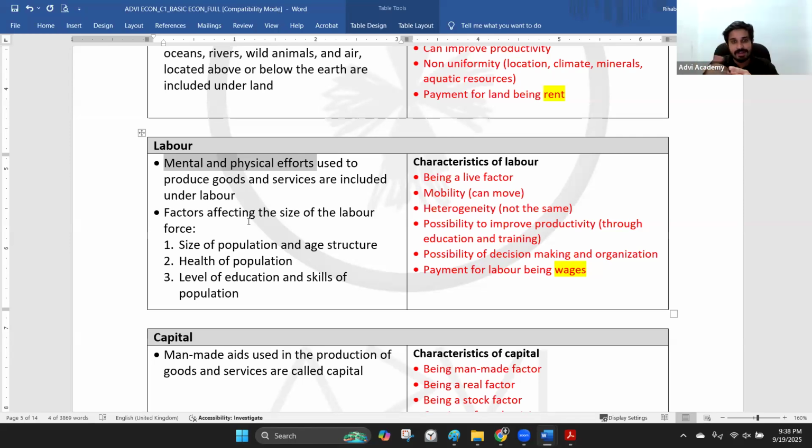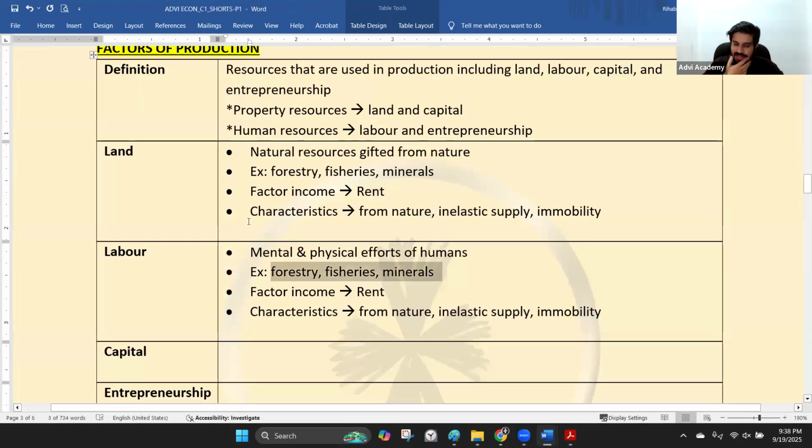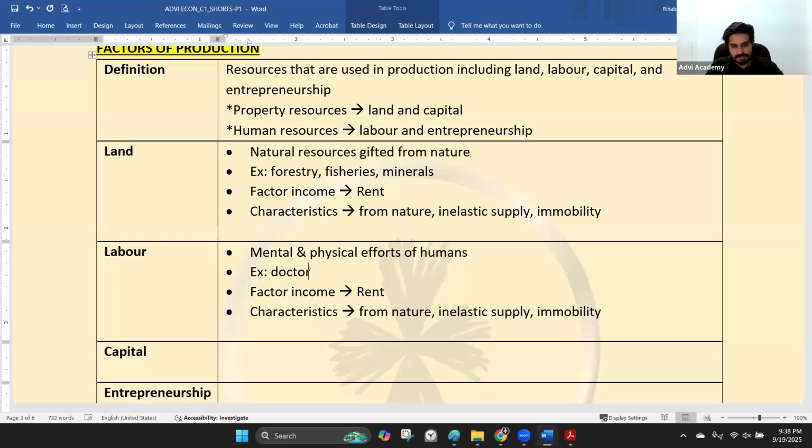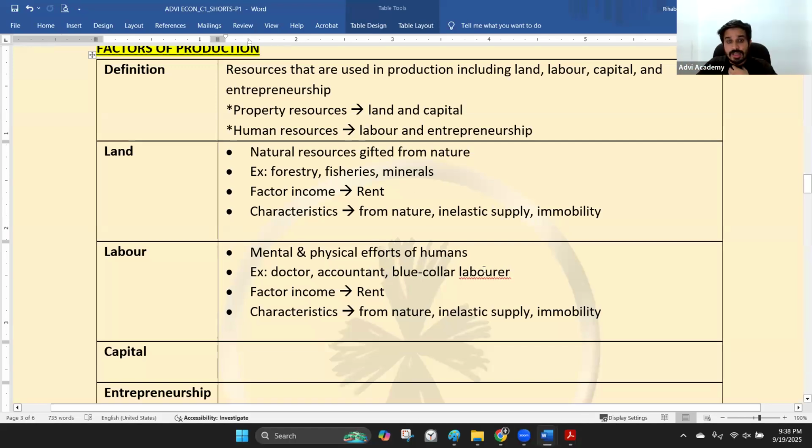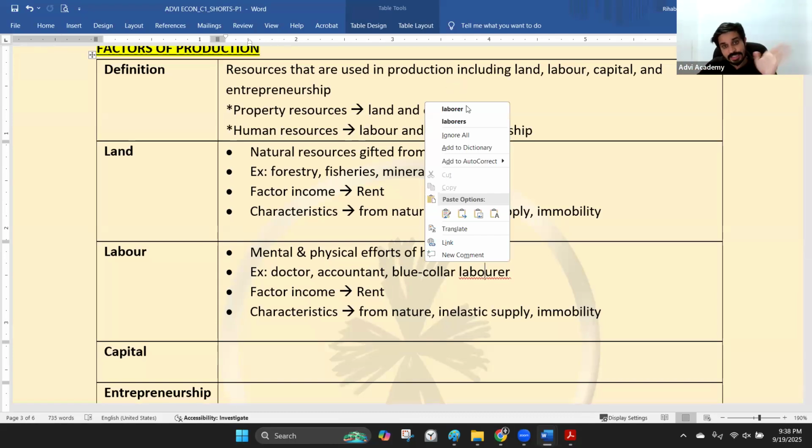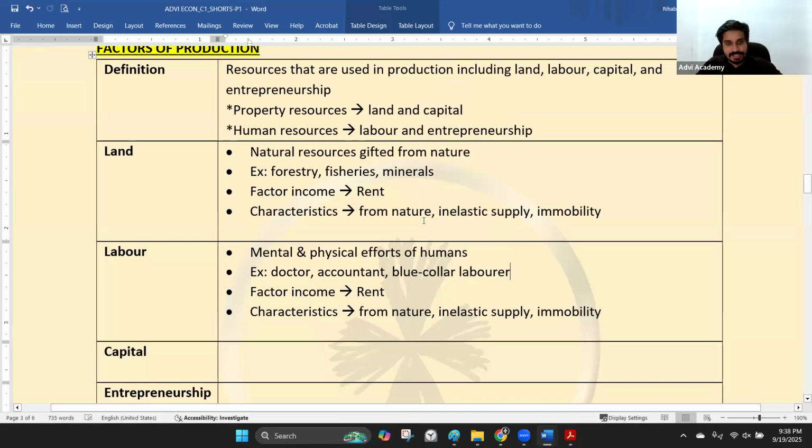But if you're a laborer doing factory work and things like that, then that is physical effort, right? So for mental effort, let's say doctor, or in terms of an accountant, these are examples. Physical effort, now we can say blue collar laborers. Factory workers are called blue collar labor. They are wearing blue collar also. That's a different story. But blue collar is the word.